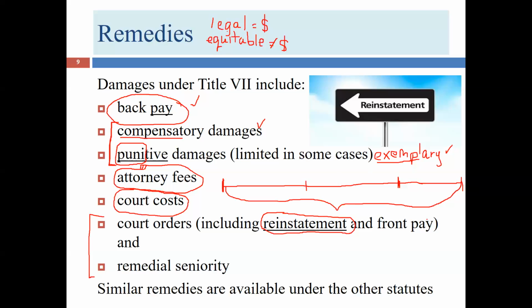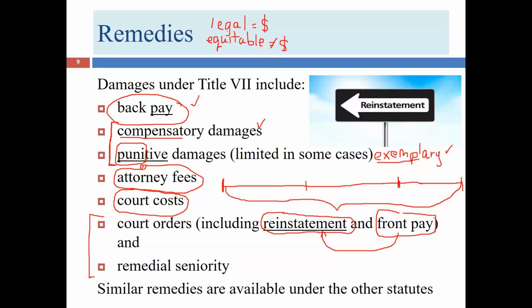So there's another alternative, and that is a front pay award. Now, this is money, right? I mean, it is money, so you could call it a legal remedy, but it's intended to replace the reinstatement remedy. And so because it's really intending to replace an equitable remedy, it's also considered an equitable remedy. And so this can be a good comparison.